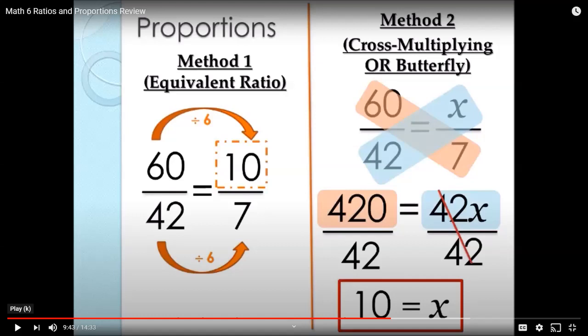Now, do you understand that? There are two methods that you're doing. Are there any questions? Before we go any further, before we do our worksheets, please let me know whether you understand method 1 and method 2 of proportions and ratio.